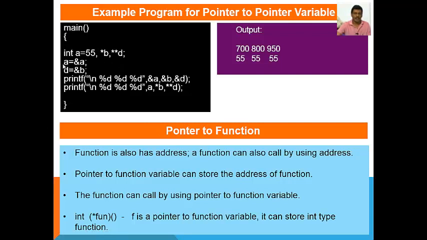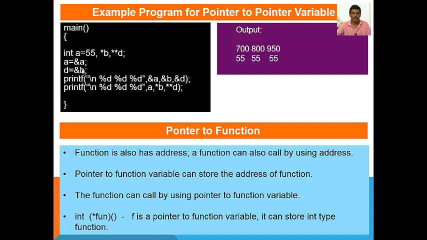So b equal to ampersand a. It is a typo: b equal to ampersand a. The address of a is assigned to b. So assume the address of variable a is 700, the address of b is 800, and the address of d is 950. Just assume that b equal to ampersand a. The address of a, that is 700, is assigned to b.